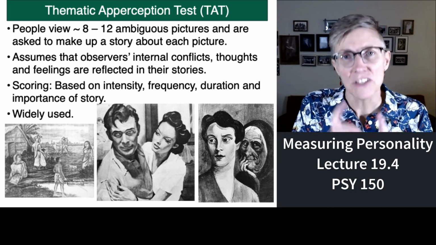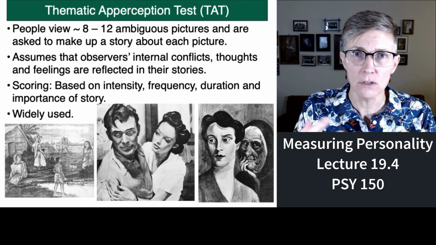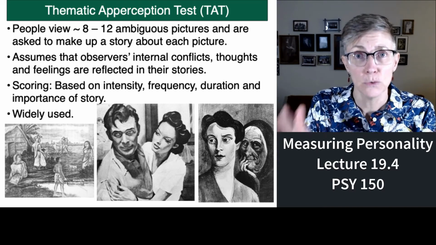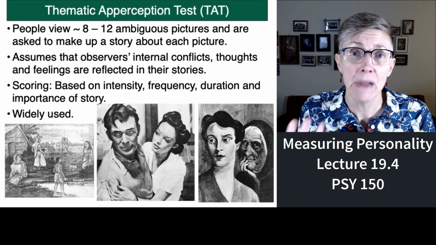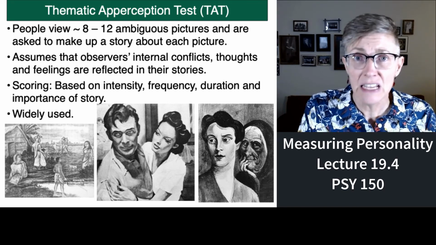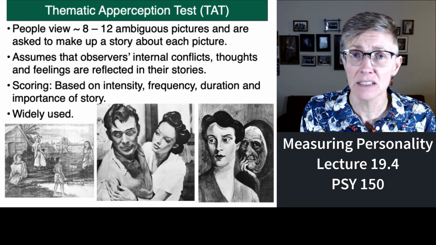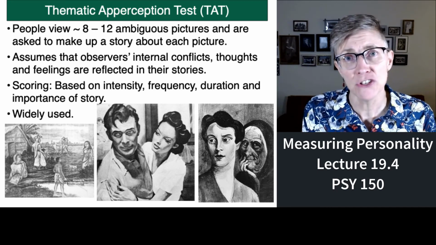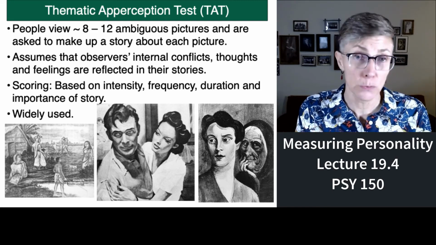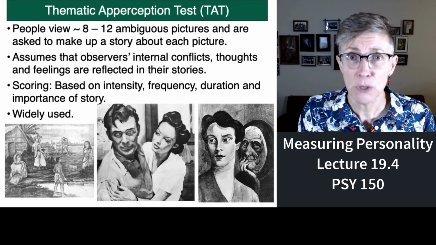So again, the assumption here with the TAT is that people project their own struggles and issues, what they're paying attention to in their own life, onto these drawings. So for example, maybe if you were in a marriage that was breaking up, you might look at the center picture and say, the husband's leaving and the wife's begging him to stay. The scoring here is again pretty subjective. It's based on the intensity of the emotions that were projected onto the picture, how frequently certain emotions or reactions are projected onto the picture, how long they last. And TATs are pretty widely used.